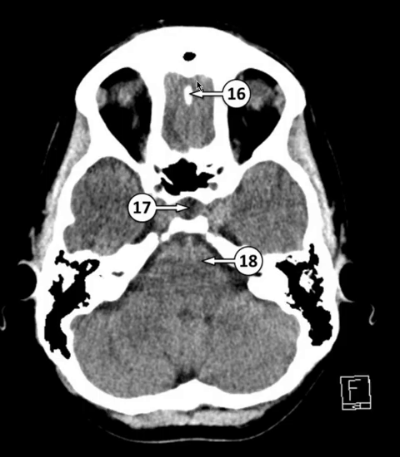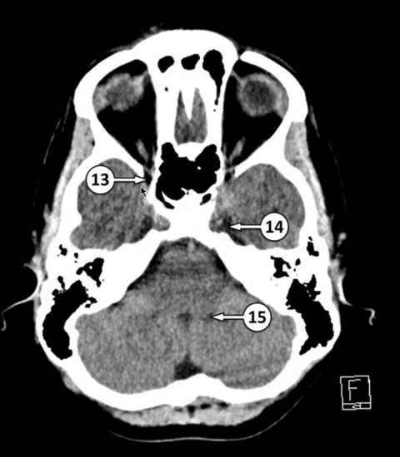This hyperdense midline structure over here, 16 is the crista galli. 17, of course, housing the pituitary gland, we have the pituitary fossa. And 18, the middle, the second of the three parts of the brainstem, we have the pons.